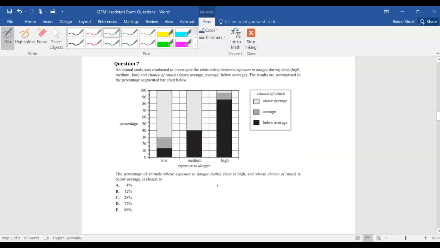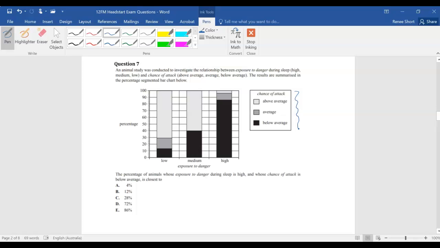Question 7 now looks at this segment and bar chart. An animal study was conducted to investigate the relationship between exposure to danger during sleep and chance of attack, and the results are summarized below. A few people were able to interpret this correctly, but didn't then interpret the colors correctly.